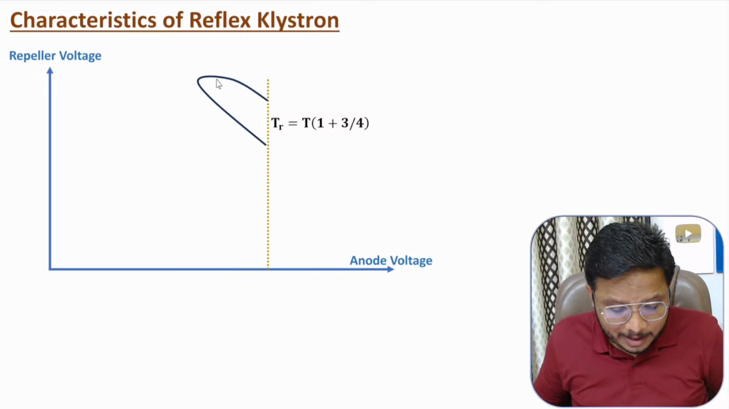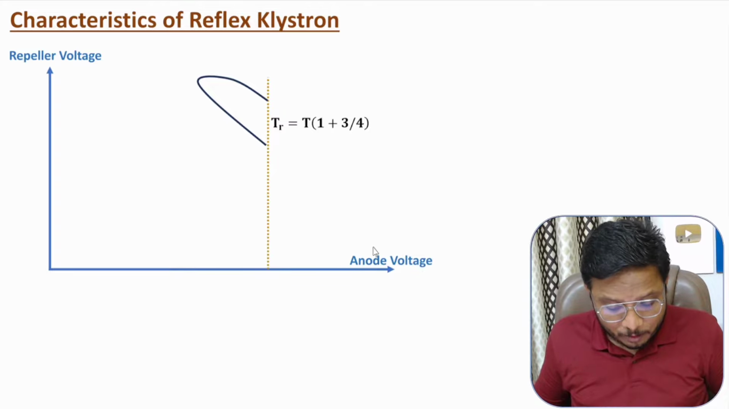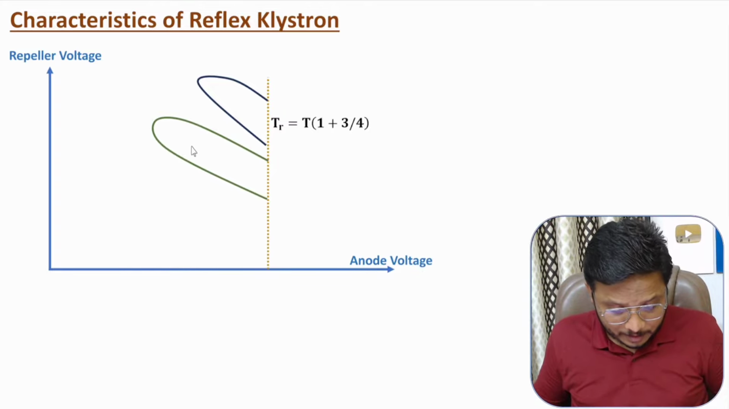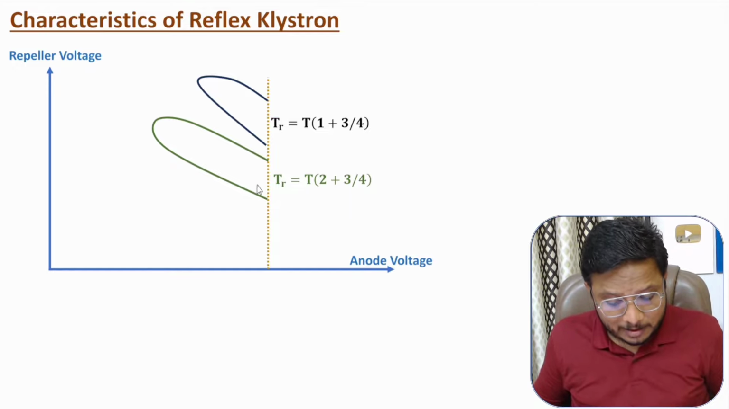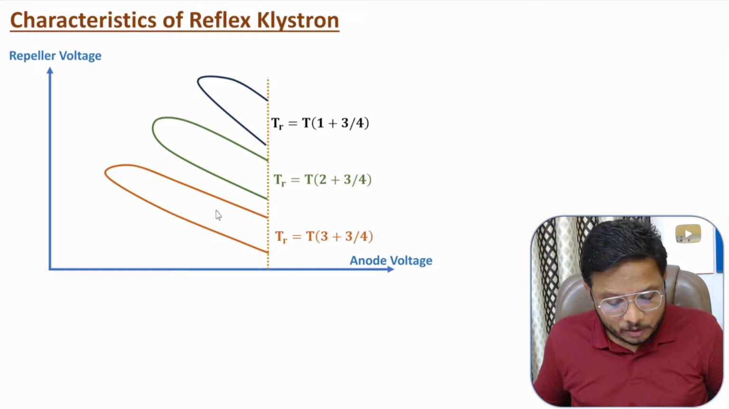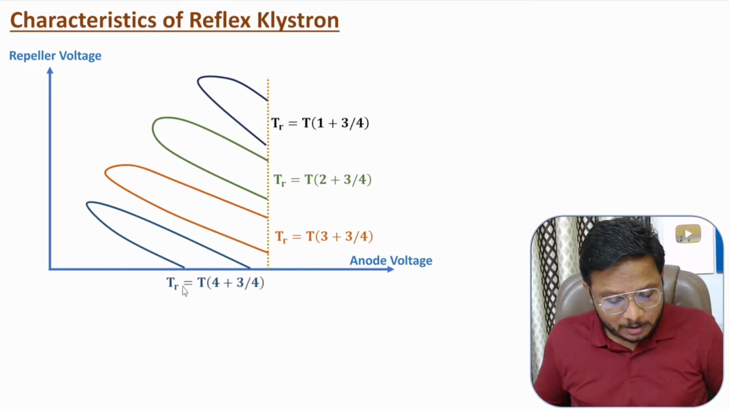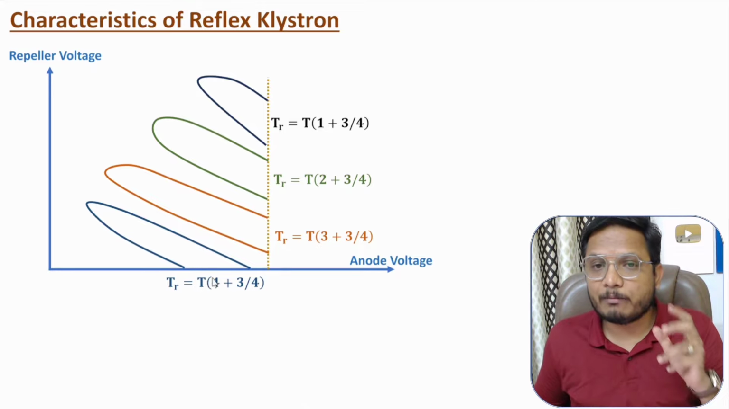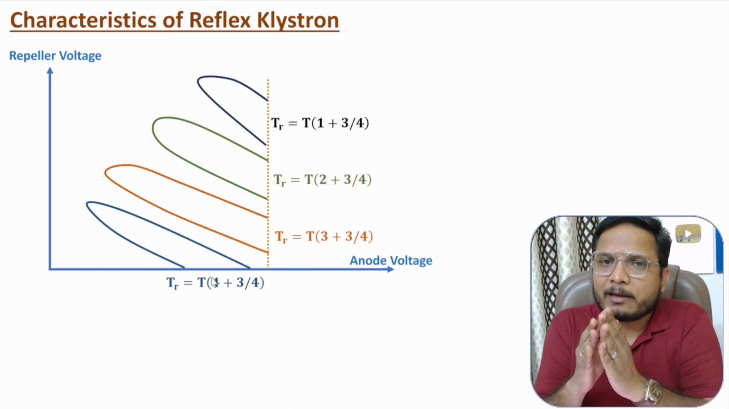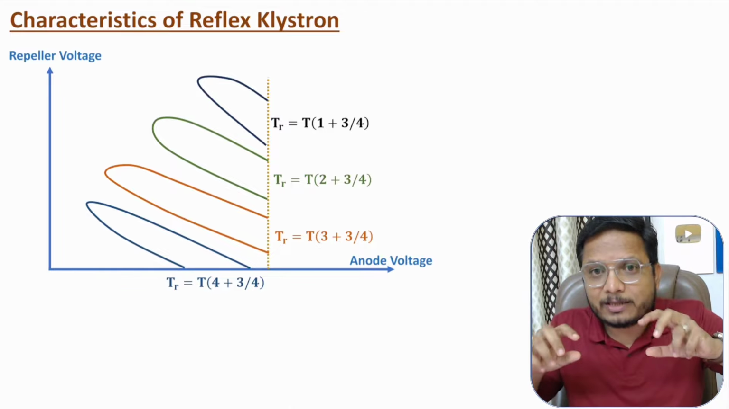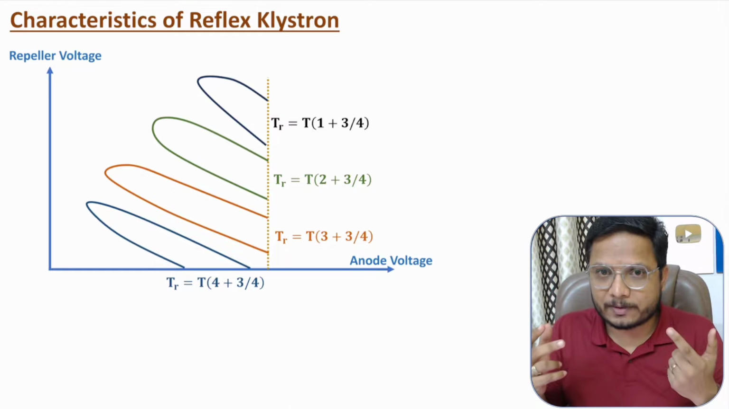So for the first mode, here you need to tune repeller voltage and anode voltage. For the second mode, you can observe here N equal to 2 is there, where repeller voltage is going down, right? And with the third mode, you can observe we have this tuning range as per this zone, where repeller voltage and anode voltage are calibrated over here. And with the fourth mode, you can observe this response time, that is T into 4 plus 3 by 4, where this 4 explains the mode, right? So by having different modes, one can generate those electron bunches, and based on the electron bunch, it will generate a microwave signal, right?